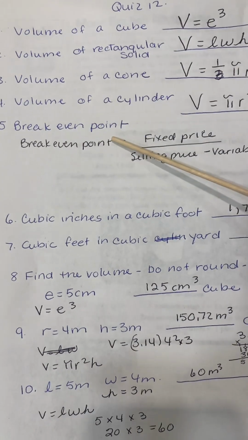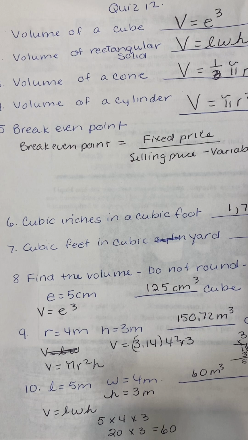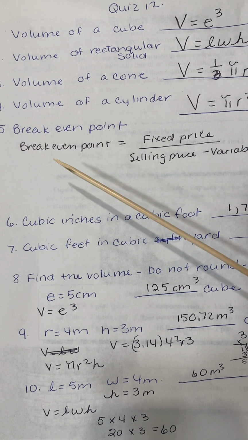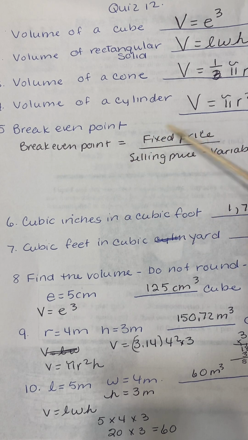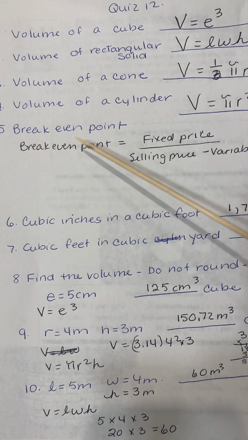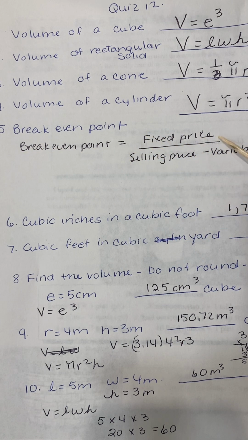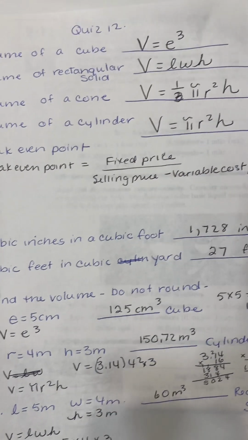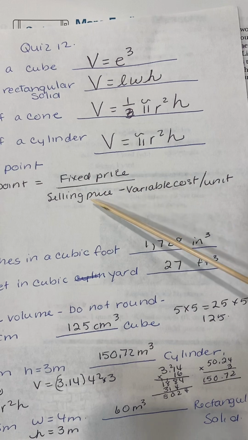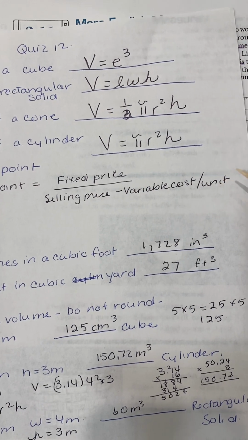Okay? Break-even point. You need to know this. This will be on the test. It's not in this part of the chapter, but it's a review. The break-even point equals the fixed price, whatever the fixed price is, divided by the selling price minus the variable cost per unit. And they'll give you that. So just know, break-even point equals fixed price divided by the selling price minus the variable cost per unit.